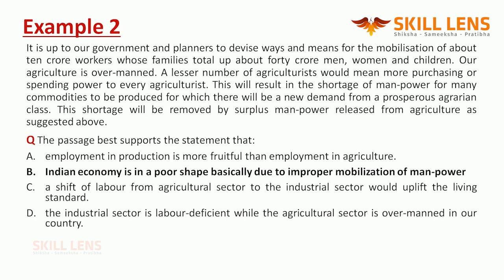Out of the options given to us, option B is the only one that is most likely to be the answer for the question given to us. Now here, India is not mentioned anywhere in the paragraph. However, we are drawing the conclusion. It says in the paragraph, it is up to our government. Our government is the government in the land that we live. So we arrive at the inference that our government is nothing but the Indian government. Indian economy is in a poor shape, basically due to improper mobilization of manpower.